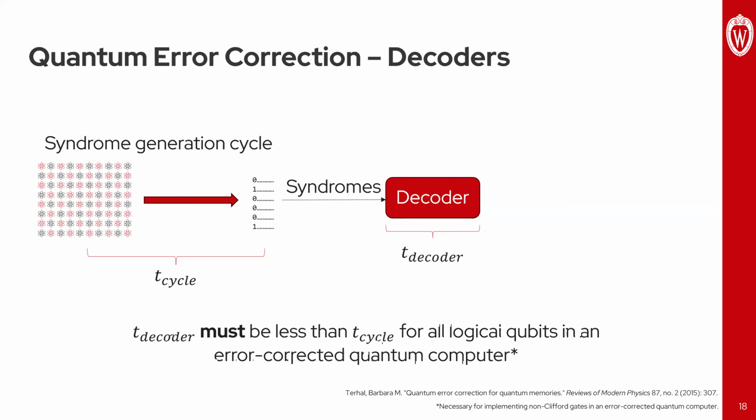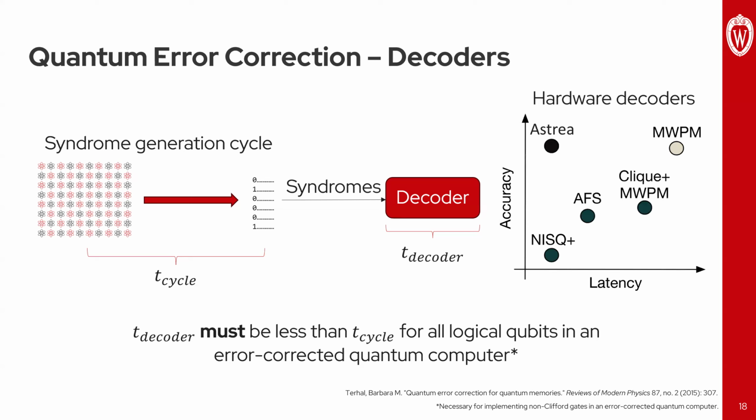And very simply, this is a simple queuing theory problem where you are receiving syndromes from a queue, the queue being all your physical qubits. The decoder is processing these syndromes. So the rate of processing must be greater than the rate of syndrome generation. And this is a necessary condition. And this latency constraint on the decoder has actually prompted a lot of architectural research on accelerated hardware decoders for quantum error correction.